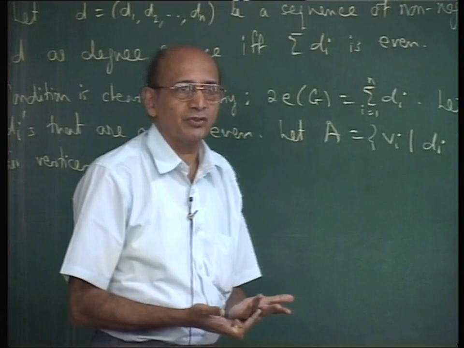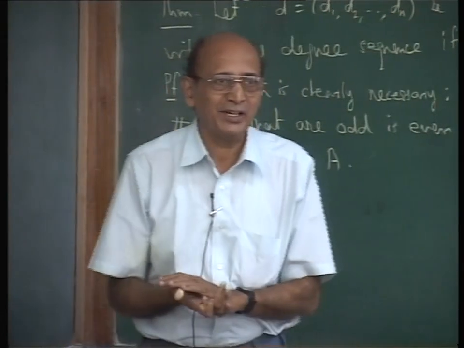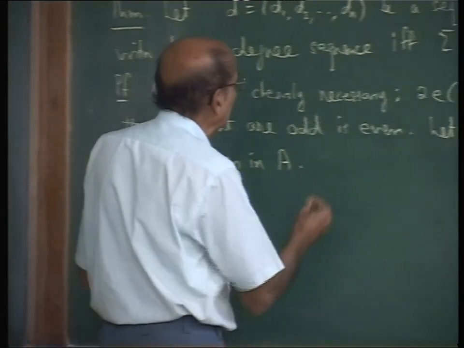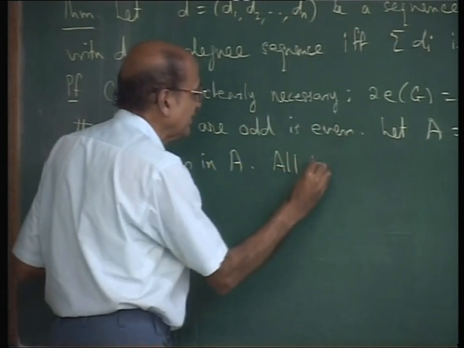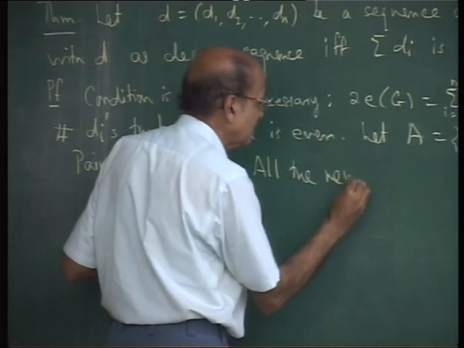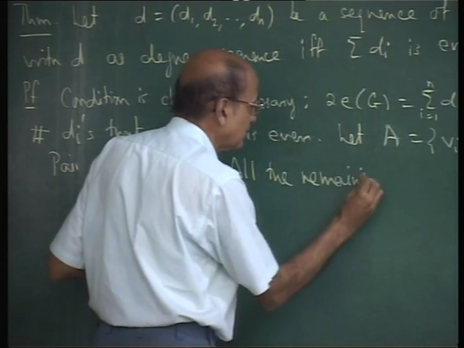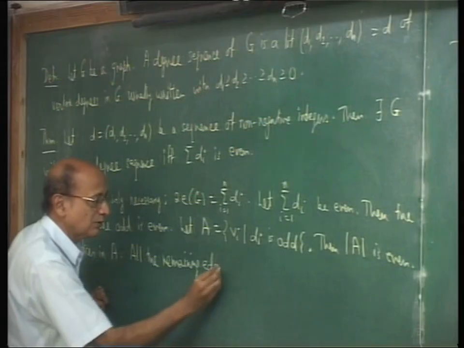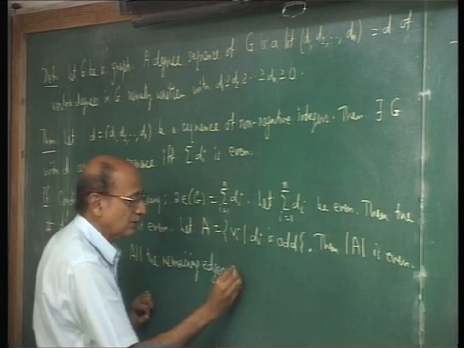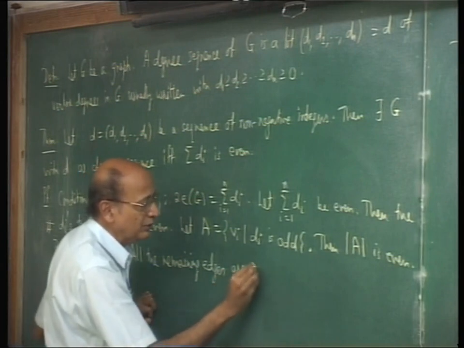Remaining things you just fill them with loops. So remaining things are easy. All the remaining edges are the requisite number of loops.